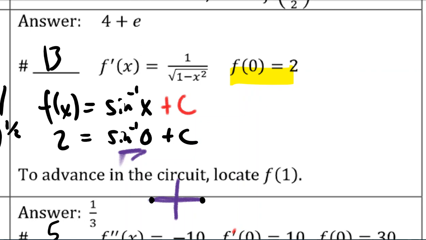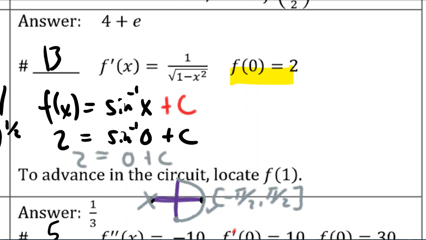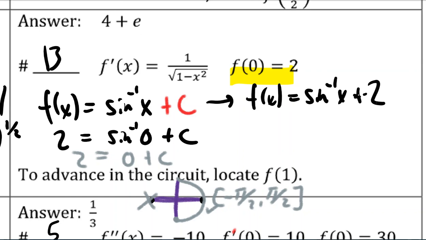But to know which one it's looking for, you do have to remember back from pre-calculus that inverse sine only exists from negative pi over 2 to positive pi over 2. So 0 is supposed to be the answer to that, and not pi. And then that's enough to know that c is 2. So now using the initial condition, we can get a more specific function.